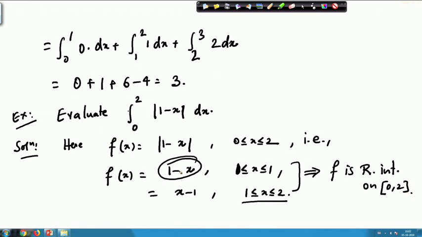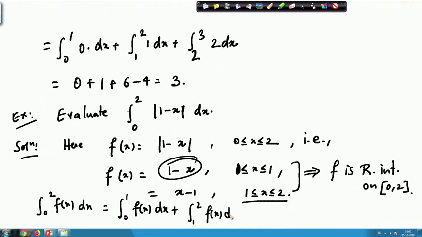And in order to evaluate the Riemann integral of f(x), we just split the integral into two subintegrals: 0 to 1 and 1 to 2 of f(x) dx. The value of the function from 0 to 1 is 1 minus x, and the value of the function between 1 to 2 is x minus 1, and I believe you will be able to evaluate this integral. So that will be the value of the Riemann integral for the function f.